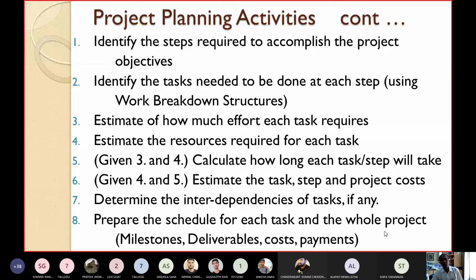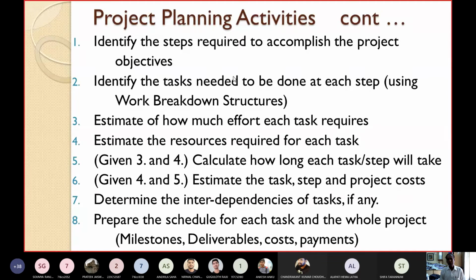We have to prepare the milestones for different steps or activities, the deliverables, including the final deliverable and the intermediate deliverables, the cost that will be required, the payments that we have to make, things like that. So these are the different steps you should follow during project planning activities.